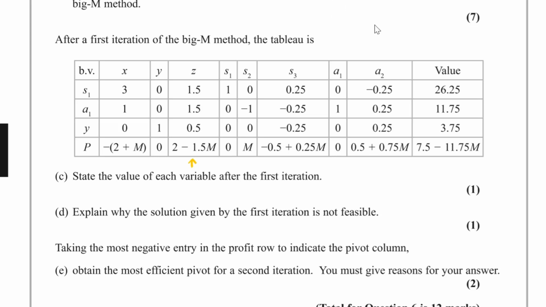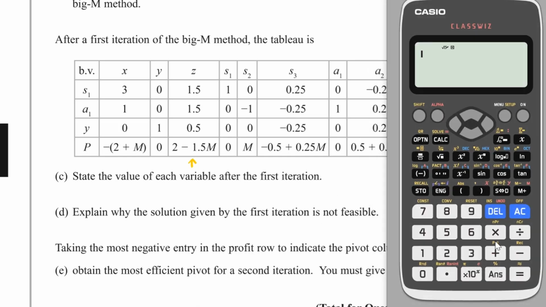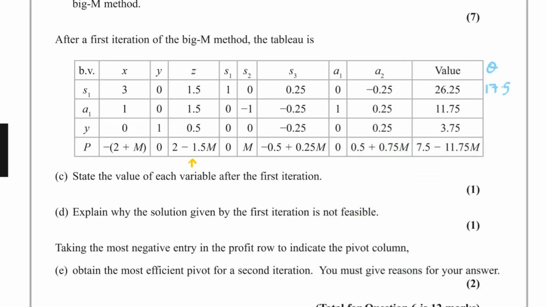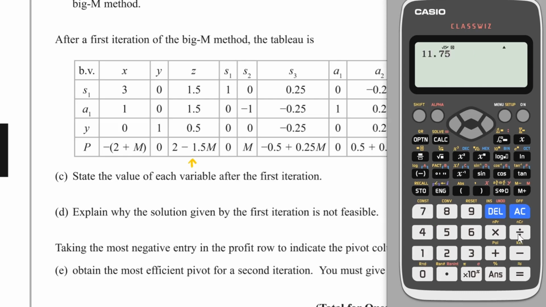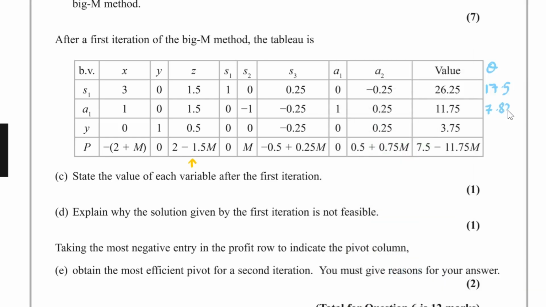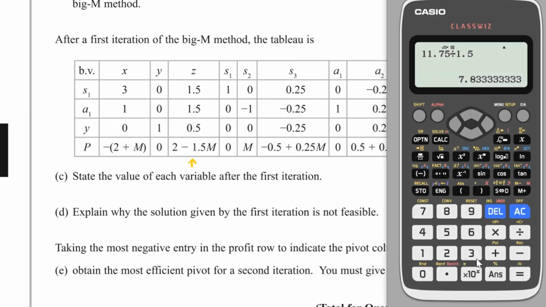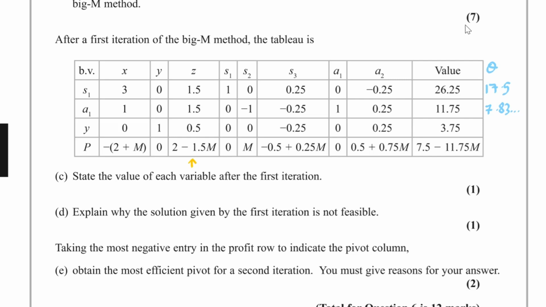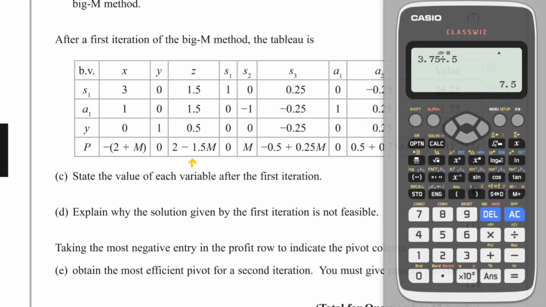Now, if we work out our values of theta, let's work these out. 26.25 divided by 1.5 is 17.5. 11.75 divided by 1.5 is 7.83, etc. And then 3.75 divided by the 0.5, that's 7.5.